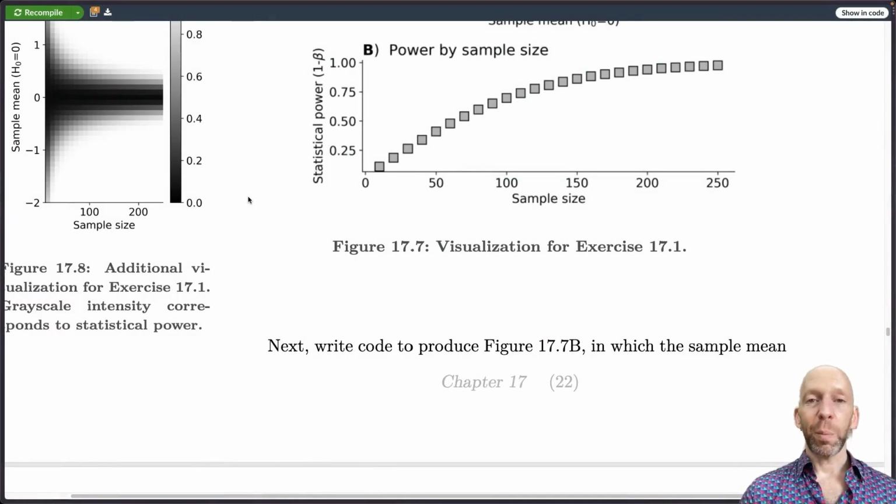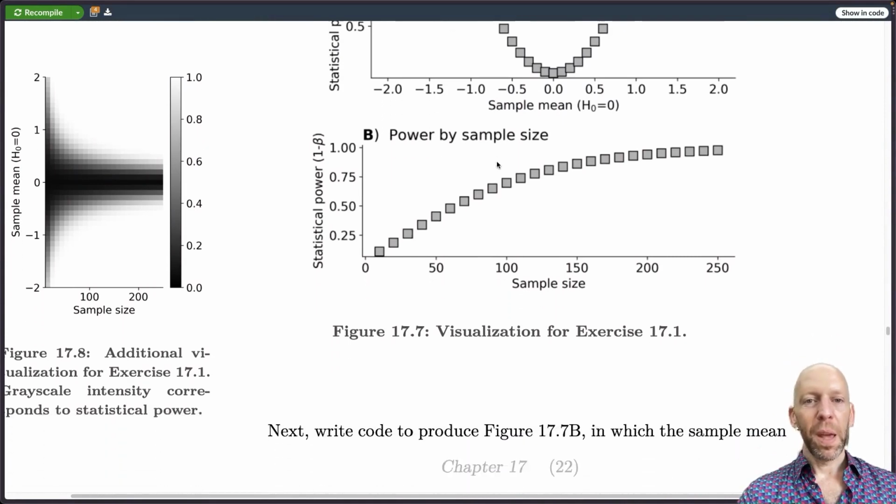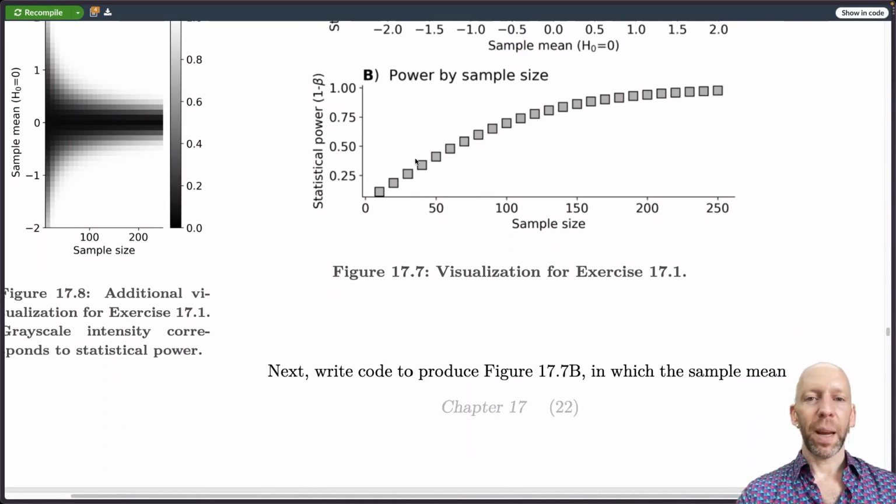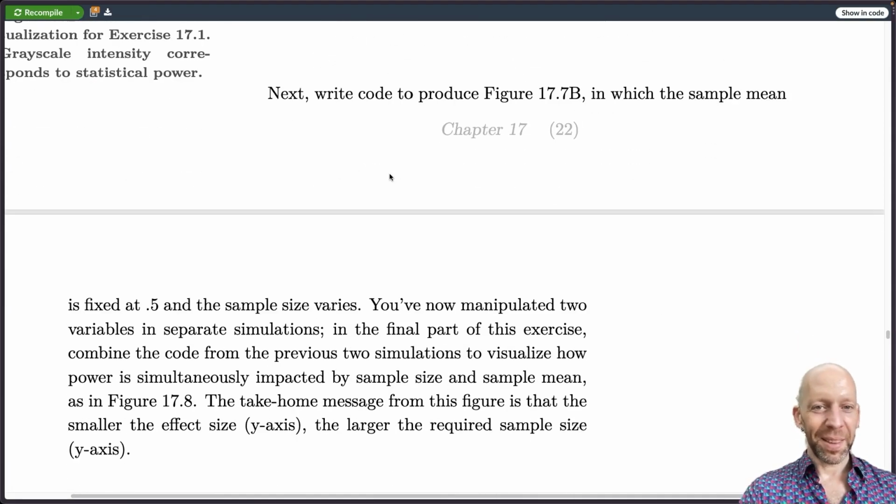Now for the second part of this exercise, and that is to reproduce this figure here, it's panel B of the same figure. So here you see power by sample size. So now we are manipulating the sample size while fixing the standard deviation and the mean. So you can see the sample size ranges from, looks like 10 to, let me make sure I get this correct.